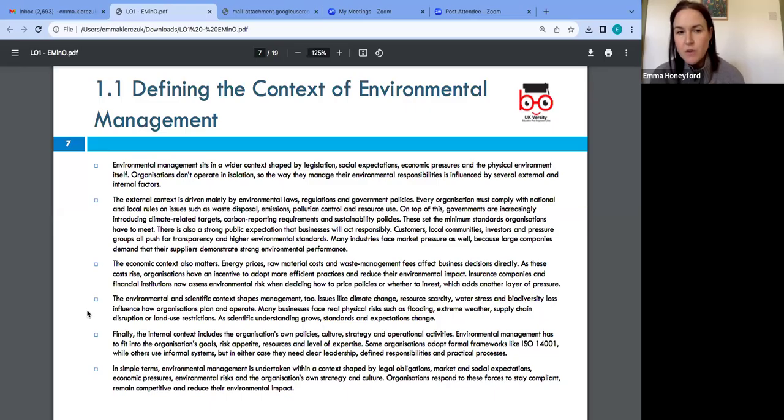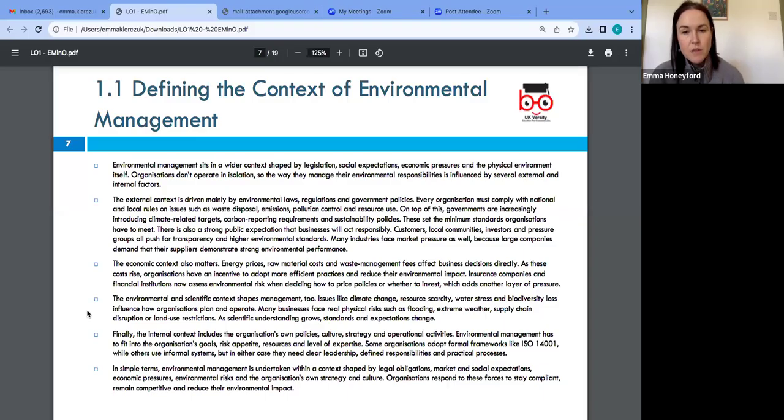On top of this, governments are increasingly introducing climate-related targets, and then carbon reporting requirements and sustainability policies. So you've got the government's targets and policies, and then as an organisation, how they get there. That's why they'll have sustainability policies, and their own carbon reporting requirements to help them manage their operations to get to those specific targets. So these are the minimum standards organisations have to meet. There is a strong public expectation that businesses will act responsibly.